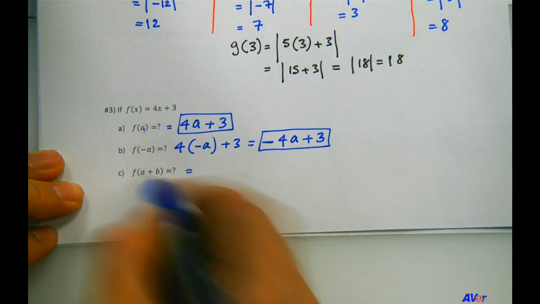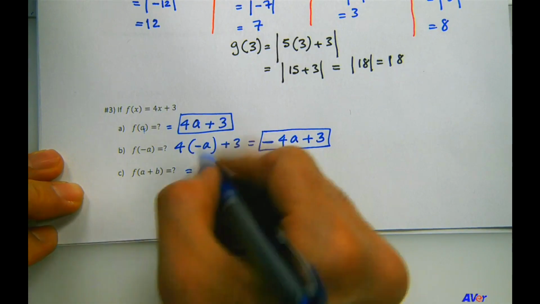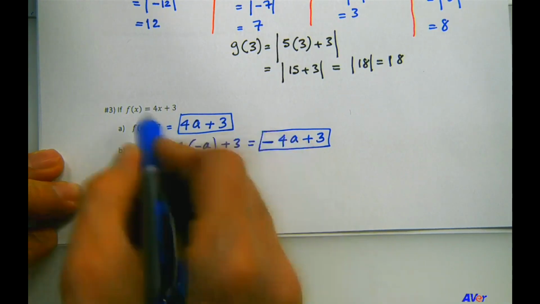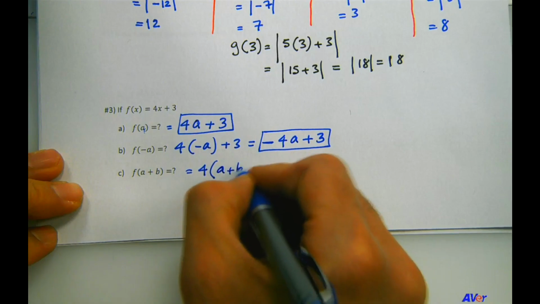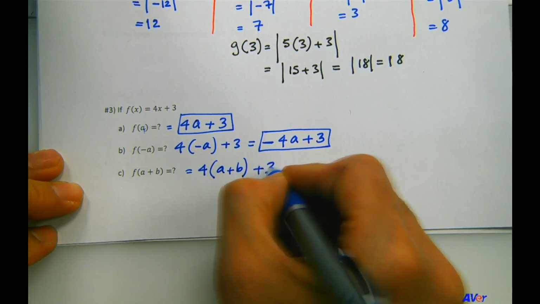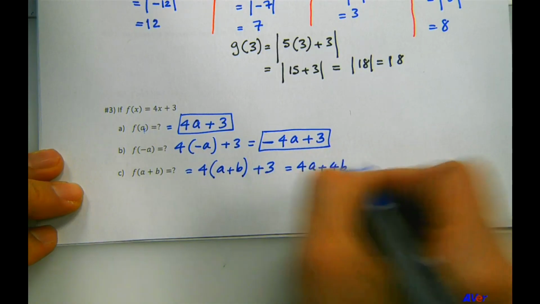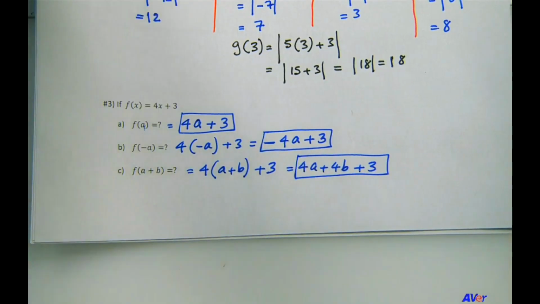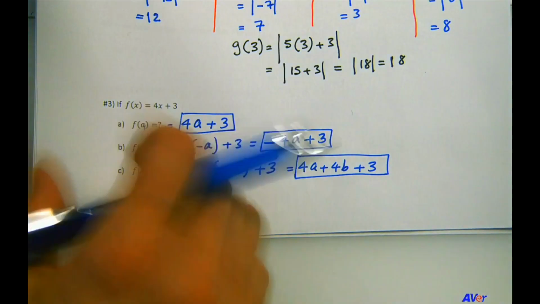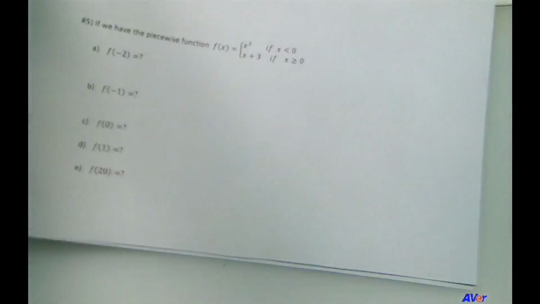This one means wherever you see x, replace it with a plus b, 2 terms. So let's do that. So 4 times, 4 is being multiplied by all of x, right? So it has to multiply by all of this. 4 times a plus b plus 3. Let's distribute. So 4a plus 4b plus 3. Okay. I hope this solution matches what you had written down in your solution.